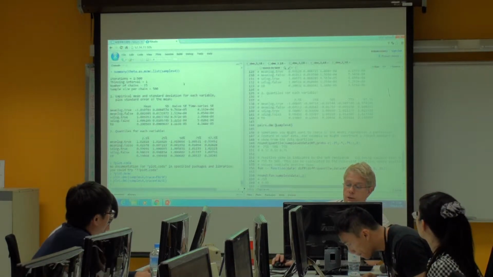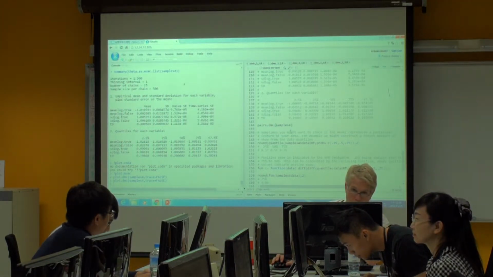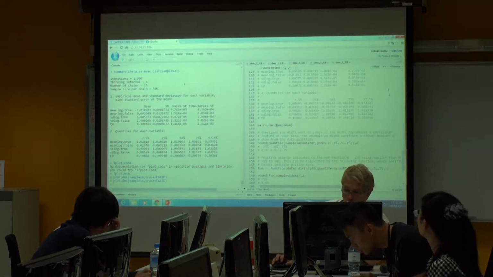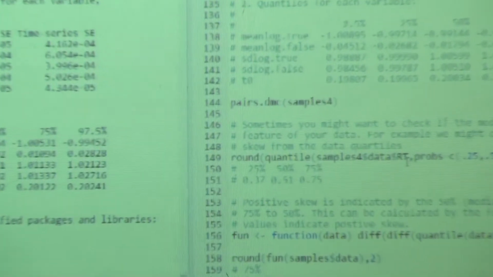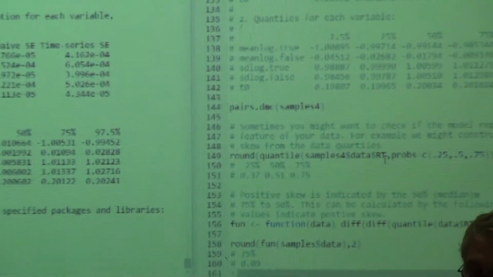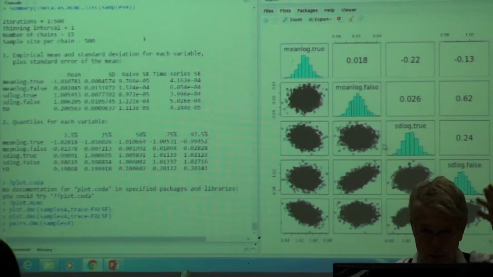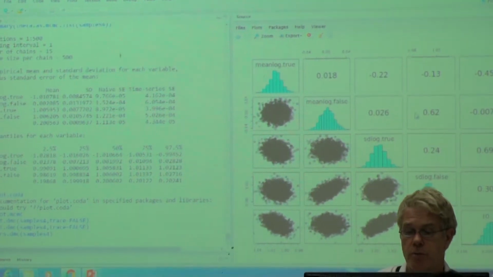Another useful plot is to look at the correlations amongst the parameters. You can do this with the pairs function. This is big, this can take a long time to run sometimes, and to draw. Remember those pictures I showed you in my overheads? This is produced by pairs.